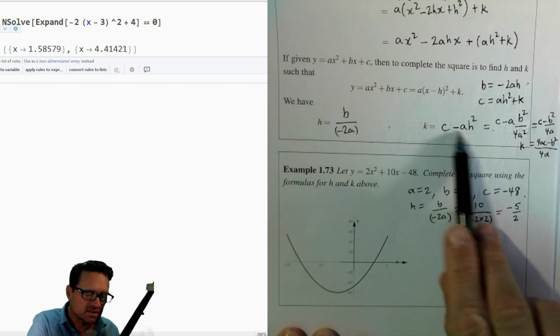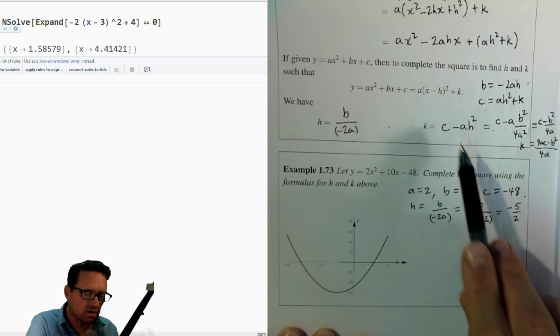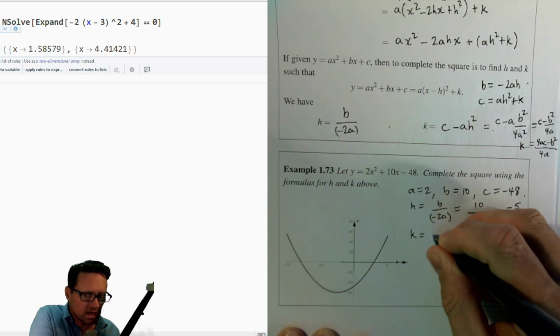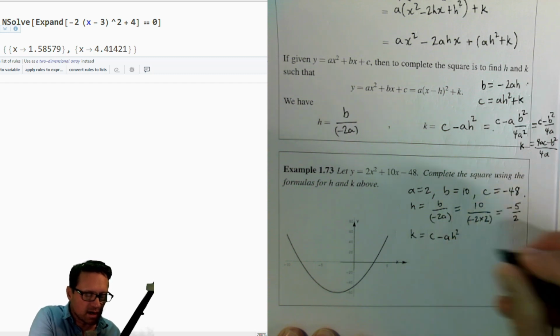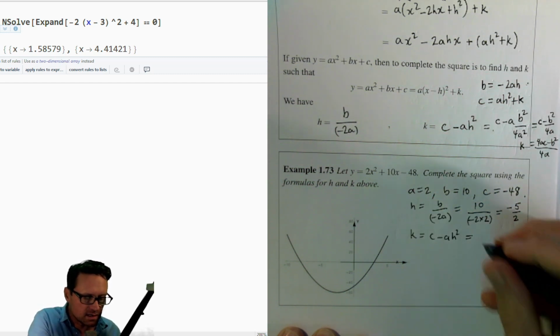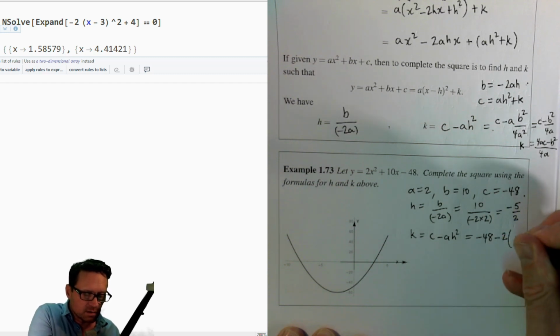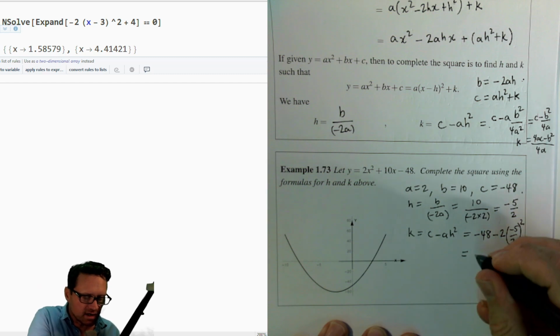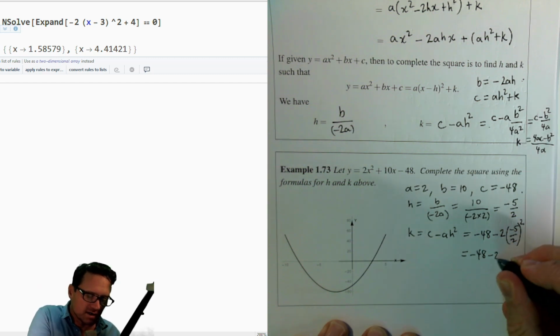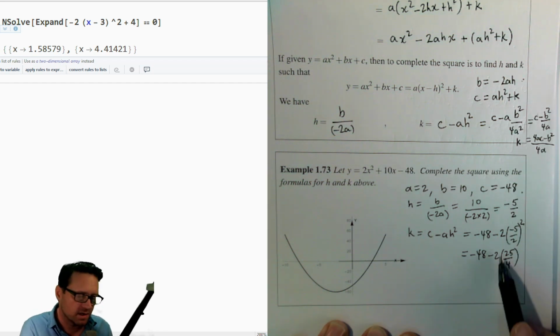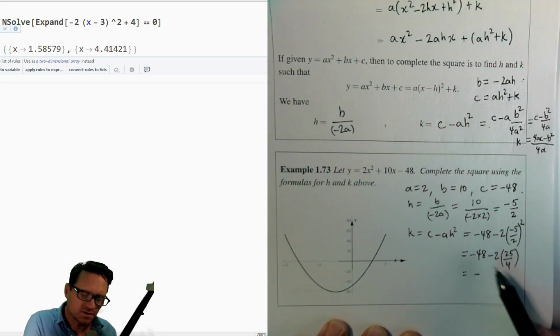Okay, now if I just take this and my h value, I can get k. So k is c minus ah squared, which is, c is minus 48. So minus 48 minus 2 times, in brackets, minus 5 over 2 squared. Okay, so simplifying this, minus 48 minus 2 times 25 over 4. Now we can cancel the common 2. Since this is going to be all over 2, I want that minus 48 to be over 2 as well.